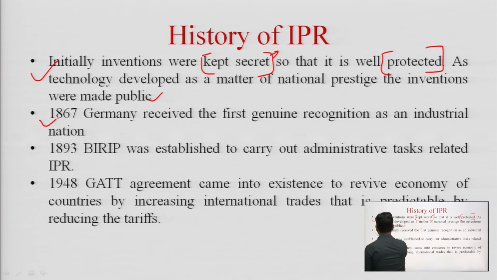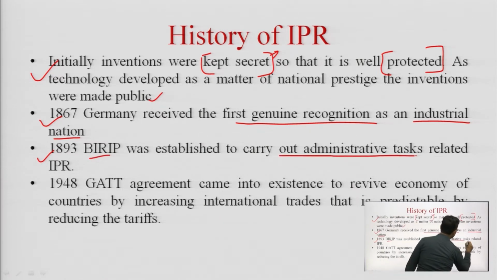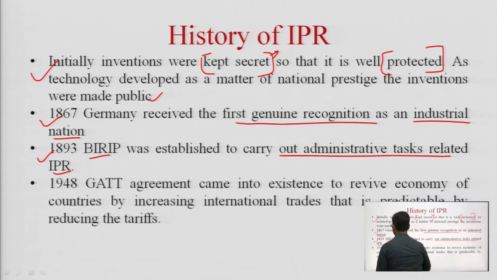In 1867, Germany received the first genuine recognition as an industrial nation. So, in IPR development, the first thing that happened in 1867 was that Germany was given the first genuine recognition as an industrial nation, meaning it was given the status of an industrial nation. In 1893, BIRPI was established to carry out administrative tasks related to IPR. Okay. So, BIRPI was formed so that they can take care of all intellectual property rights.